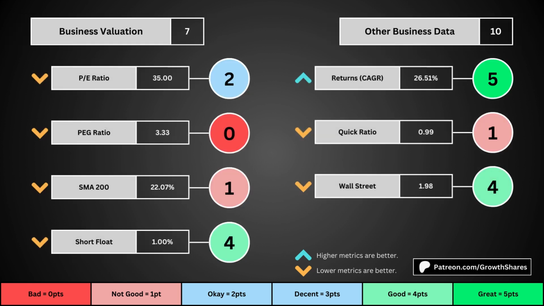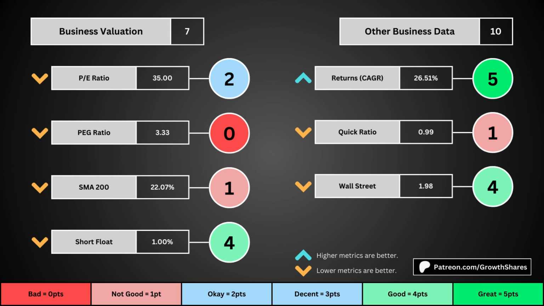This third set of metrics deals with the valuation of the company's stock based on its business. Think of the PE ratio as a measure of speculation around the stock. We want it low. The PEG ratio adds earnings growth to the PE ratio. Then the 200-day simple moving average is the average stock price over that period. We want that low because it means we have a cheaper stock price. And then short float is basically how bearish other investors are on the stock. For these 4 metrics, we want the values to be as low as possible. That will give us a higher point total within the bubbles.